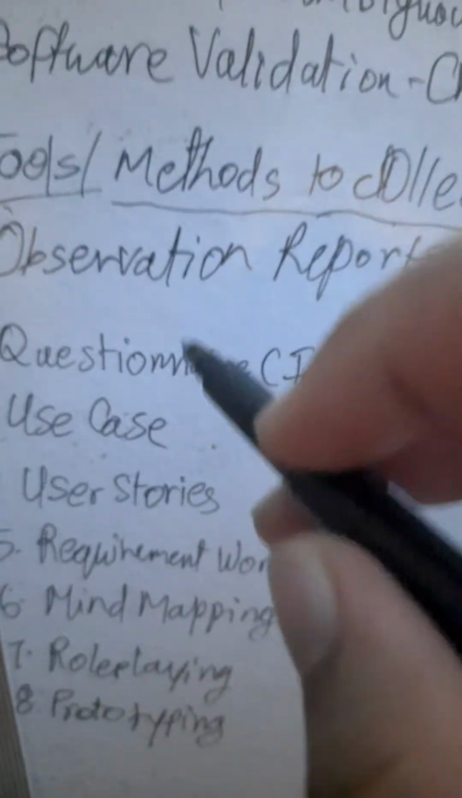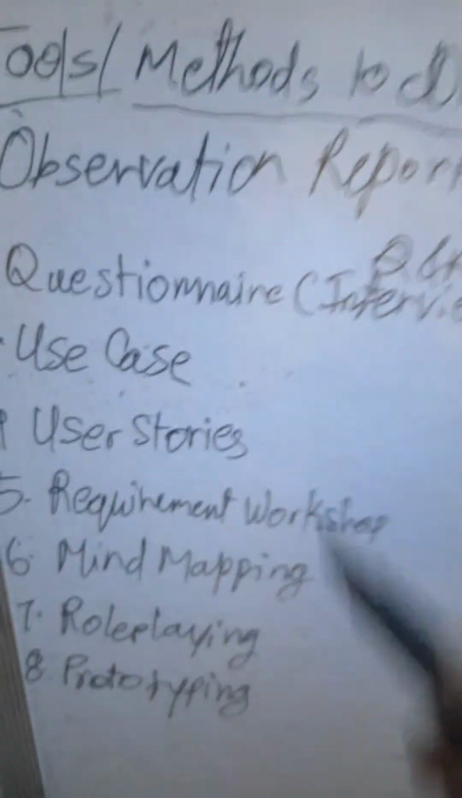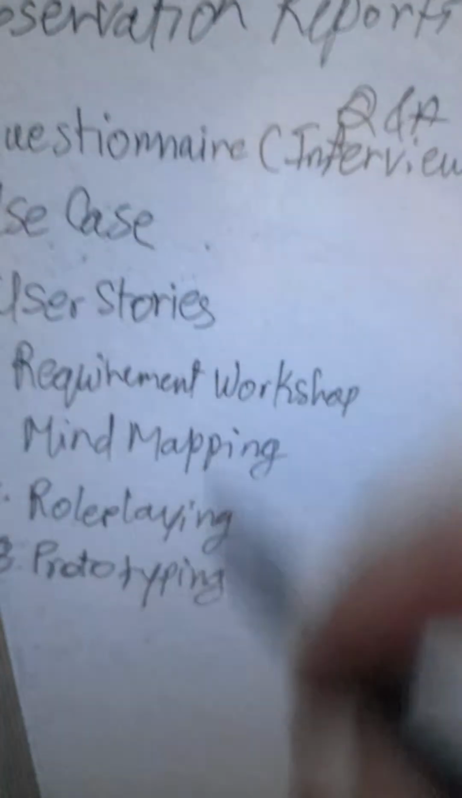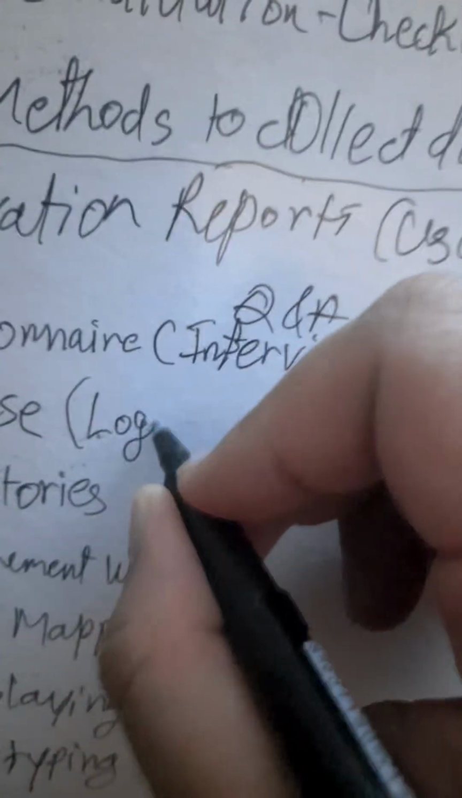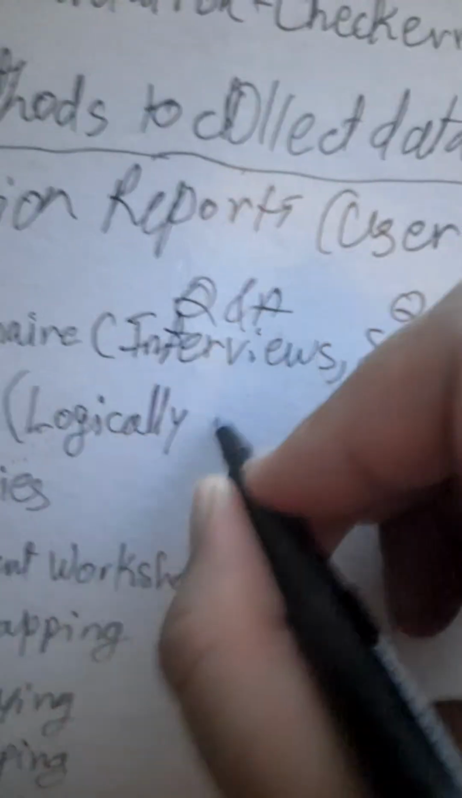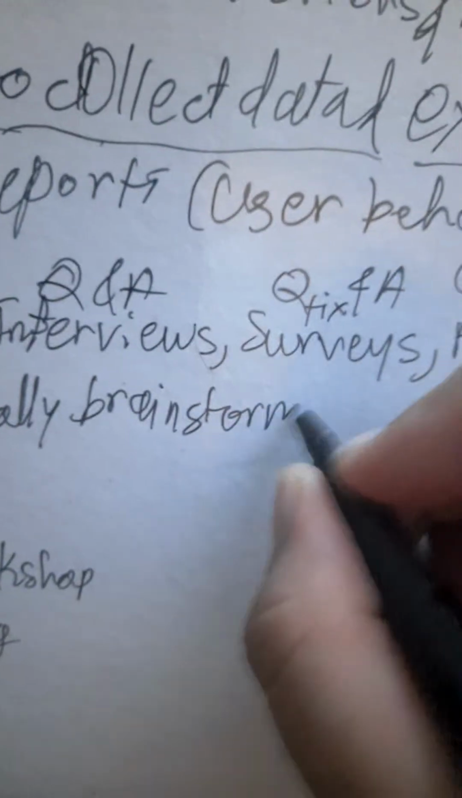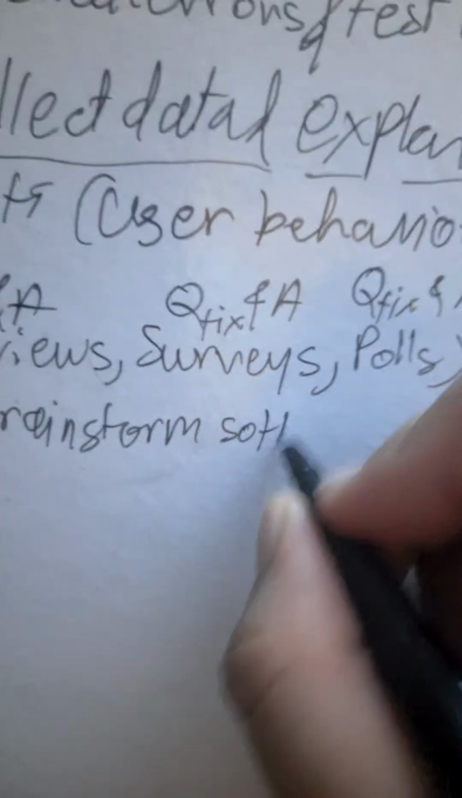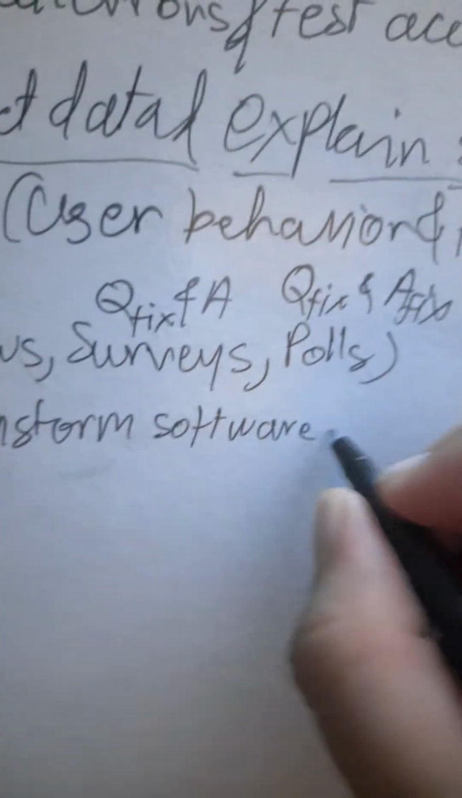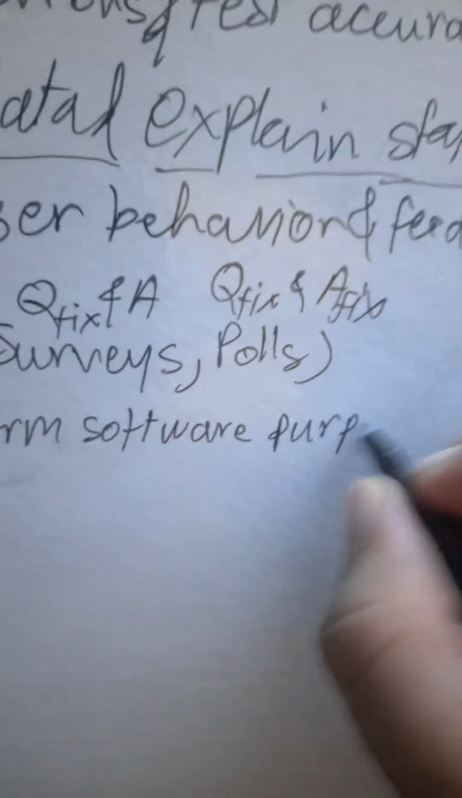So see, these two are user stuff. These are user and the people, the creator, developers, like communication, and these four are obviously for the developers. How it is, I will tell you. Wait a second. Use case: logically brainstorm your software purpose, like why it should be, why it exists, what problem is it solving, like why is it there.